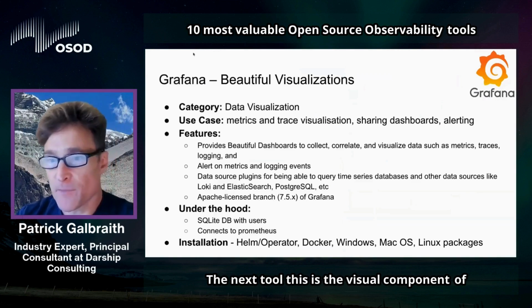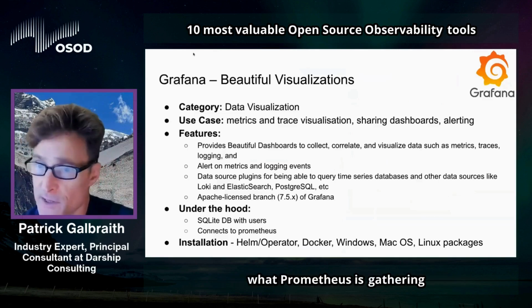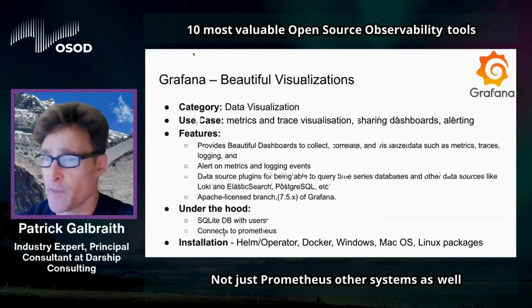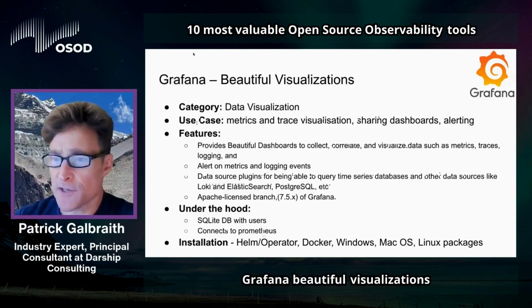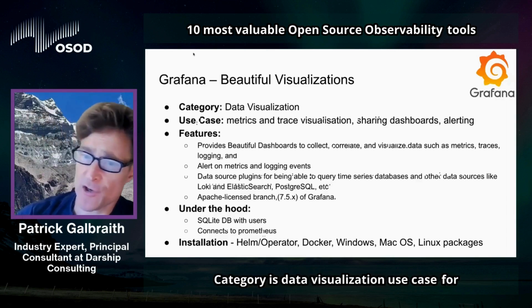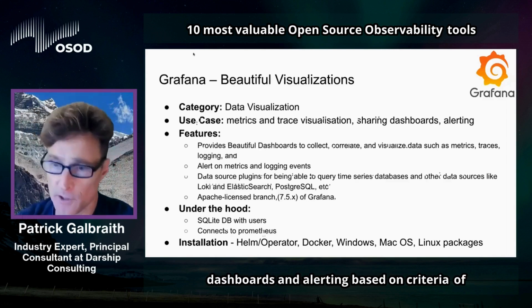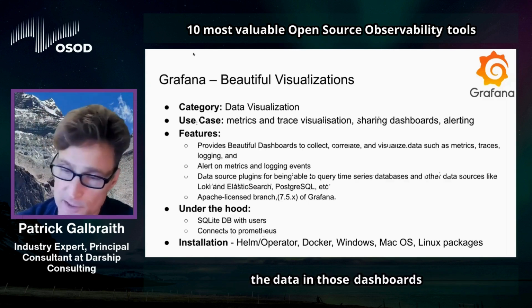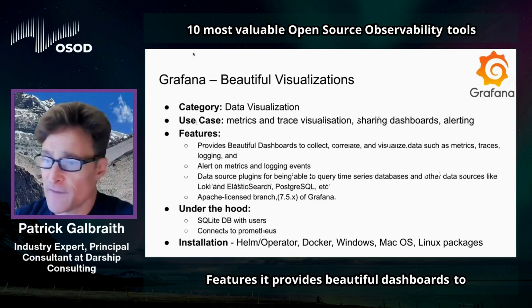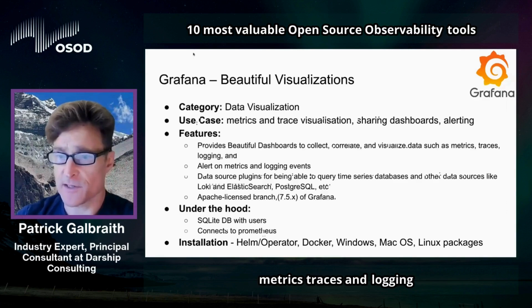The next tool, this is the visual component of what Prometheus is gathering. Not just Prometheus, other systems as well. Grafana, beautiful visualizations. Category is data visualization, use case for metrics and trace visualization, sharing dashboards and alerting based on criteria of the data in those dashboards. Features, it provides beautiful dashboards to collect, correlate, and visualize data such as metric traces and logging.